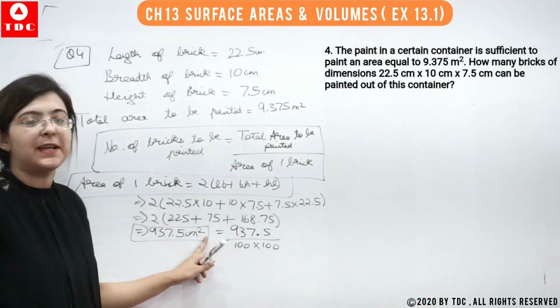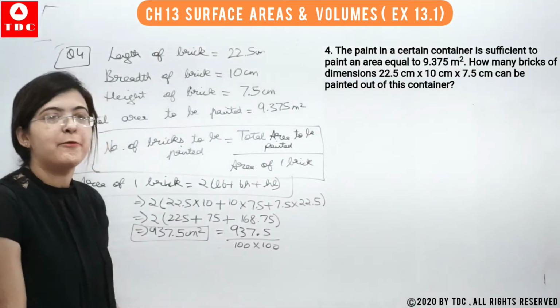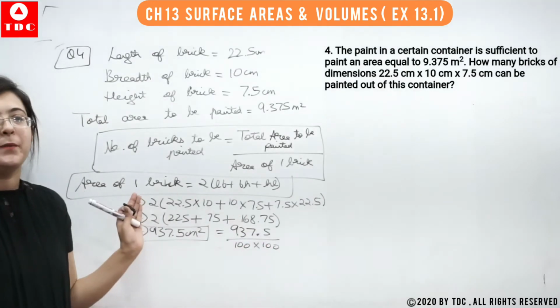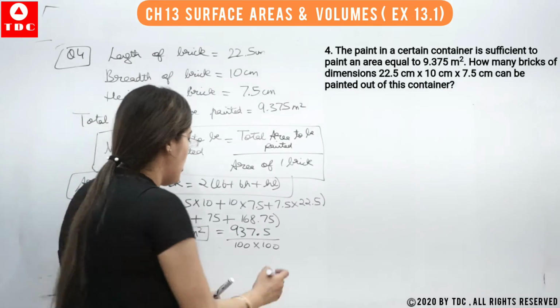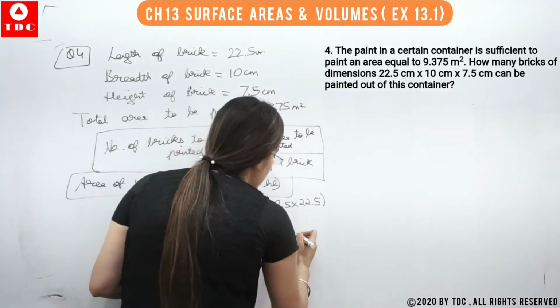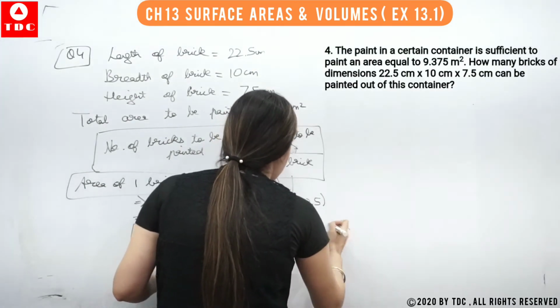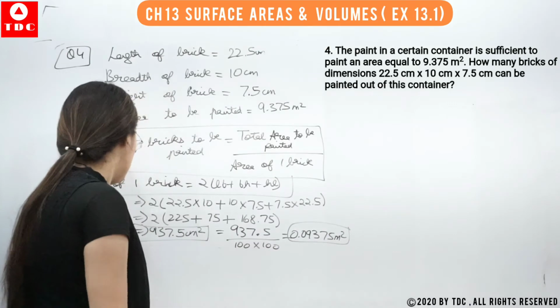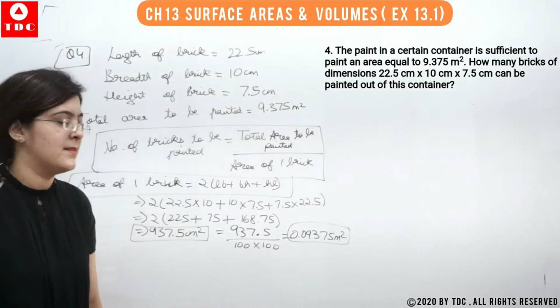But here we have centimeter square. Okay, so what will we do? We will divide it by 100 and the point will shift 4 digits more. So how much will we get? 1, 2, 3, 4. 0.09375 meter square. Okay, this is the area of 1 brick.